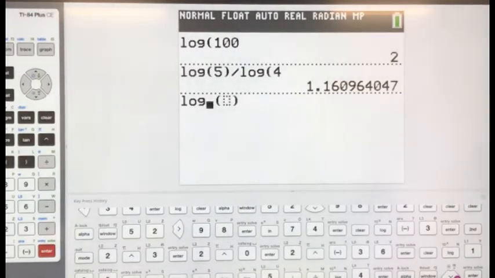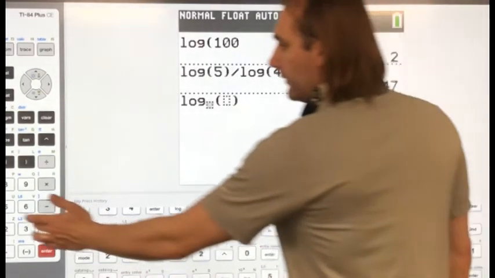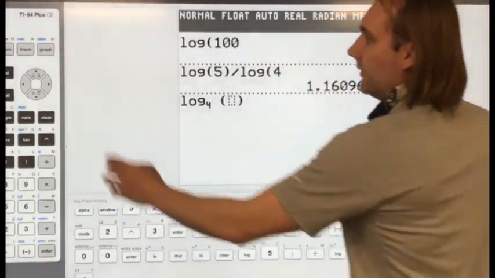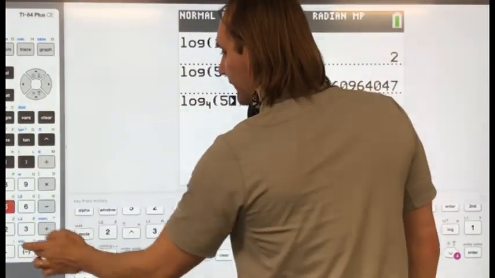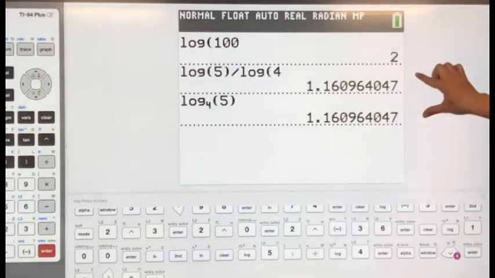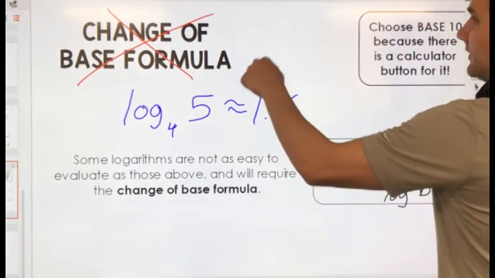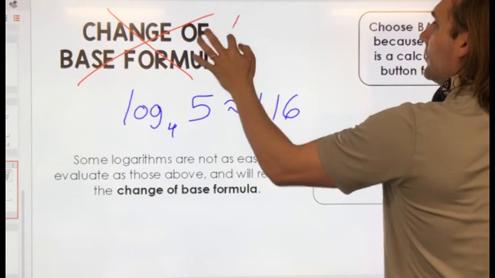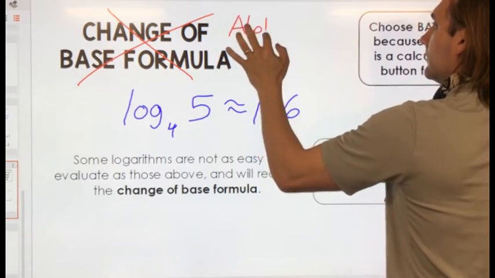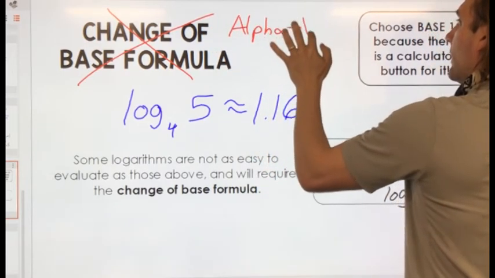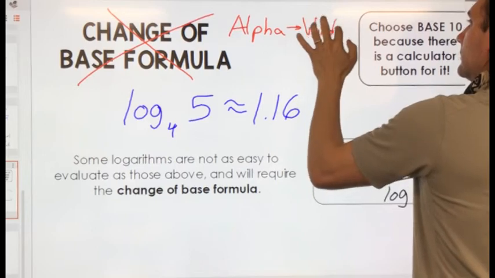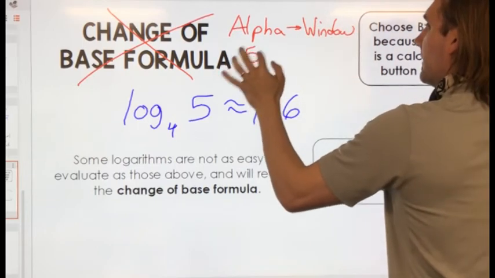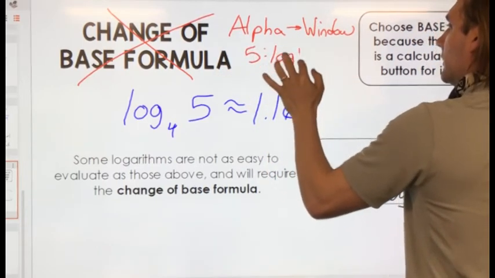So now, if I want to find what is log base 4 of 5, put in 4 for my base, 5 for my log, and hit enter. Same thing, right? That's how you're going to calculate your logs. You're going to use that log base. So instead of this, you want to go to alpha window, choose the 5th option, log base.